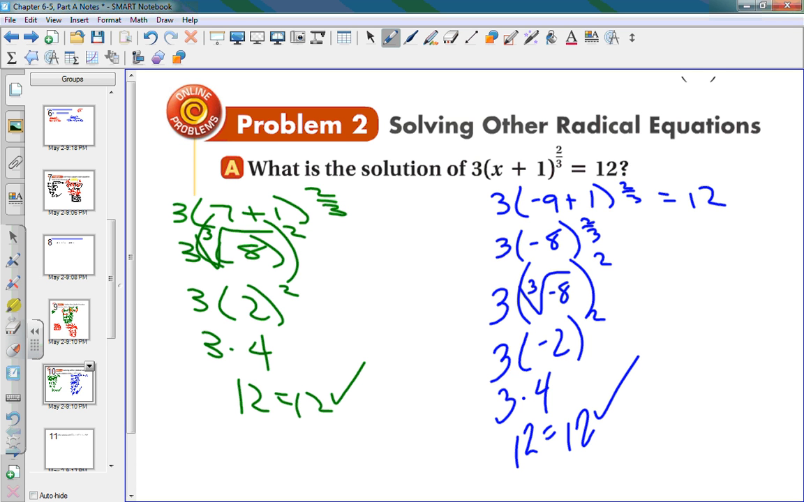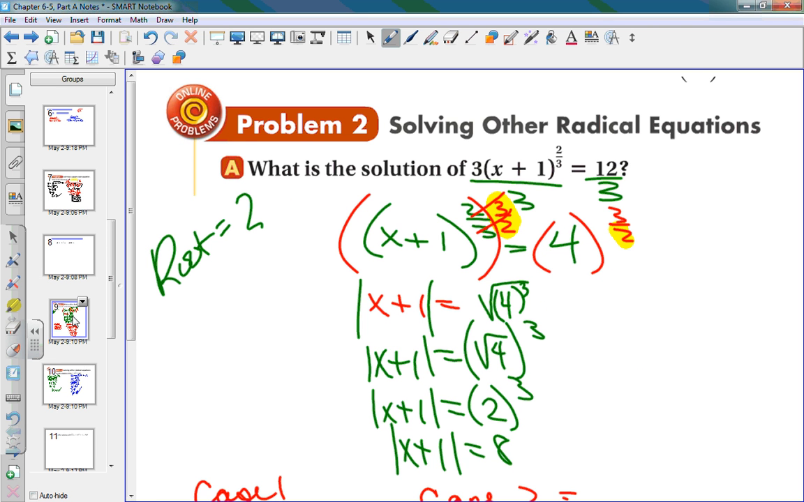Okay. Well, that was magnificent. Most importantly, what did we learn about this problem in our work? Why do we need absolute value bars? Why do we need to make that right? We have an even power. An even power turns into an even root, which means I need to make sure that that is positive.